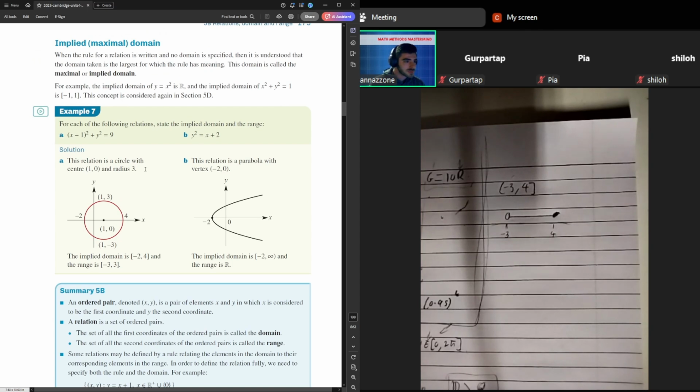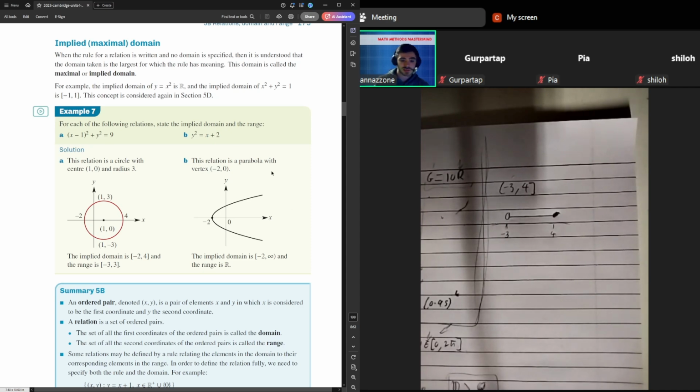Okay, implied maximal domain. This is just if there is no stated domain for your relations or whatever you've been given, you have to assume it is all the possible X values that could fit in there. That doesn't necessarily mean it's always going to be all real numbers though. So if you've seen circles before, you'll see clearly anything outside of 4 or -2 doesn't really belong on that graph. This isn't a class about knowing how to sketch these though, so we'll ignore the specifics there.